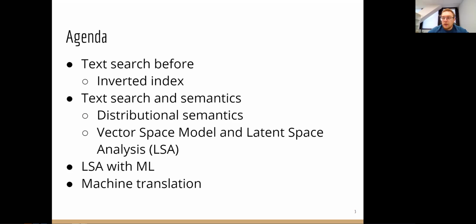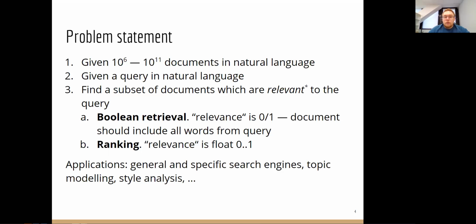As we discussed, let's make breaks each hour, so we have around 45 minutes to go. So first of all, let's speak about the problem statement. Why do we need these kinds of semantic things and so on?